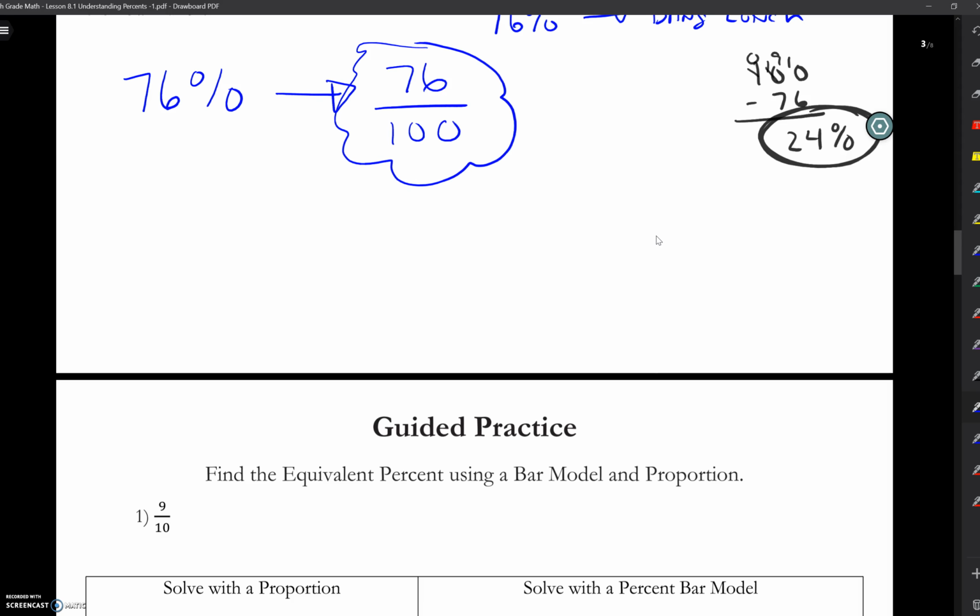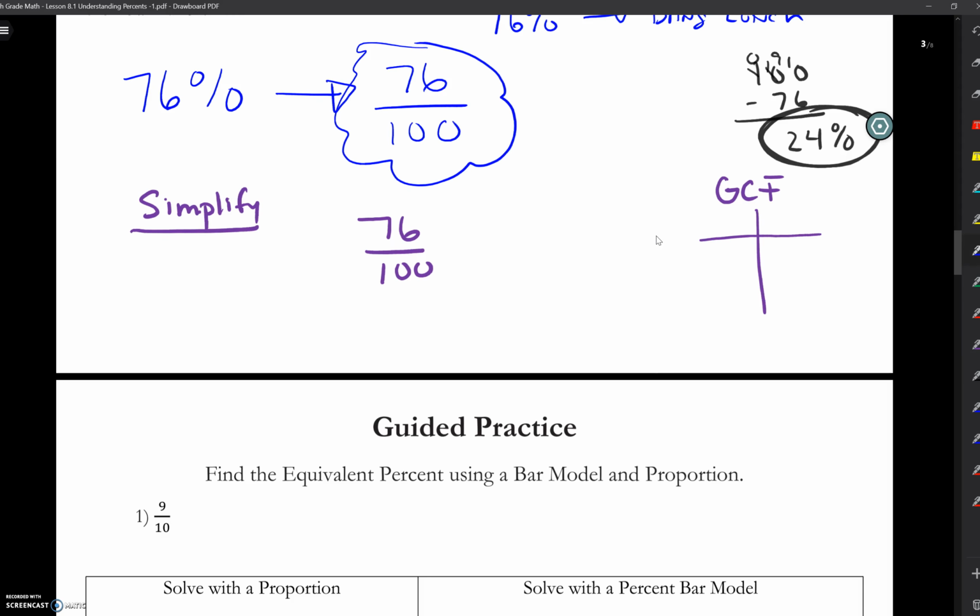I found my fraction. Now I can simplify this fraction. So I'm going to have 76 over 100, and I'm going to find something called the greatest common factor, and we practiced this in unit 1. So I'm going to take my 76, I'm going to put it here, I'm going to put my 100 here. I'm going to find a number that can be divisible by both of these. So what I could do is, I know that they're even numbers at the end, so I could divide both by 2.